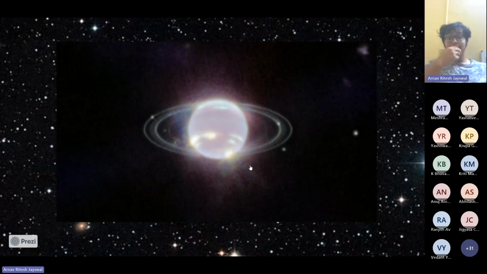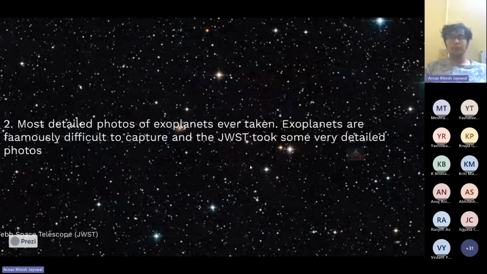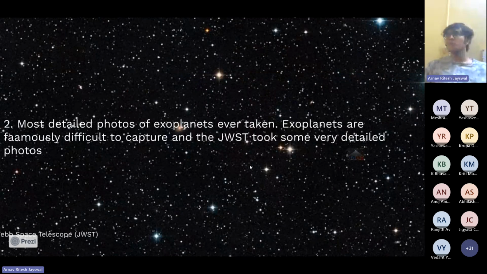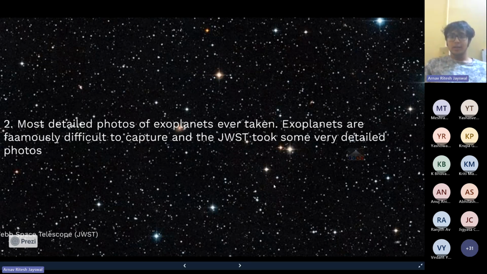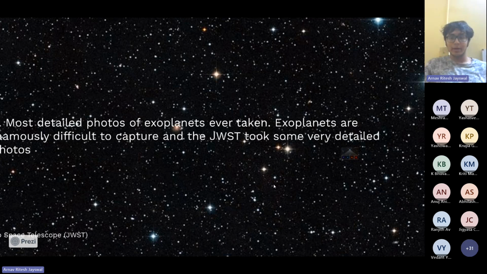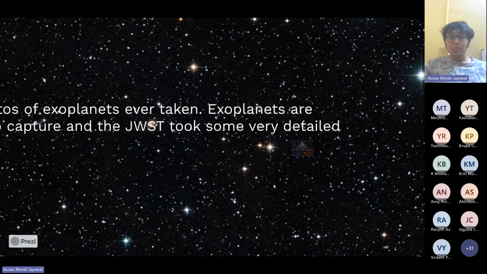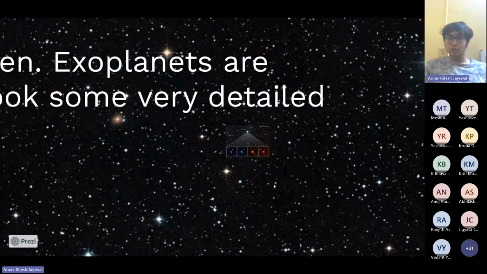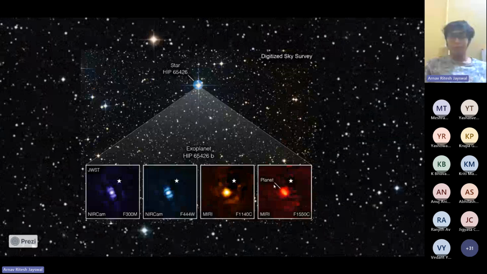It also took the most detailed photos of exoplanets which we have ever taken. So exoplanets before the JWST were captured for only like 20-25 times, but after the JWST, you could take very clear images of exoplanets on demand. So you can see, you can just look at a star and you can just look at the images of the exoplanets, which was amazing for its time.